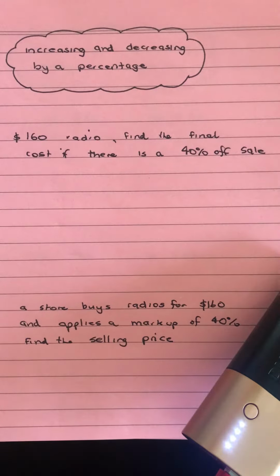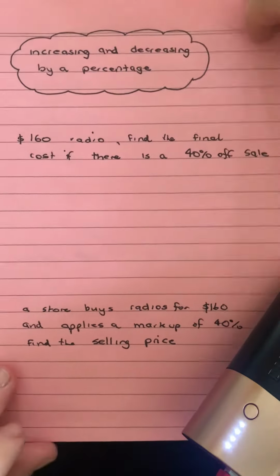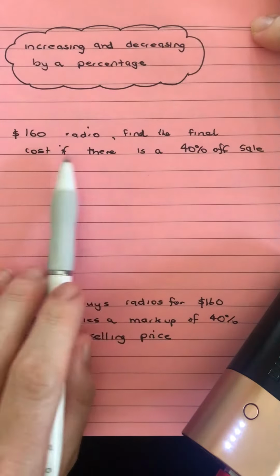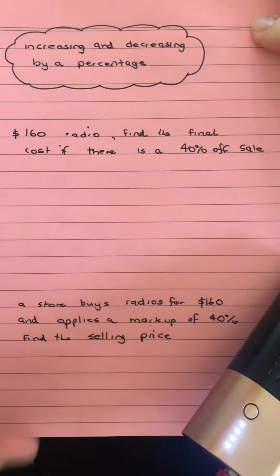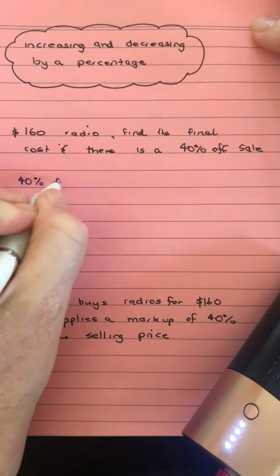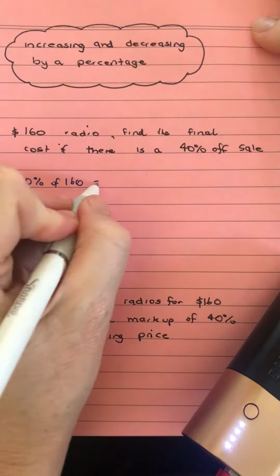Having a look at how to increase and decrease by a percentage. So here we've got $160 for a radio. We want to find the final cost if there's a 40% off sale. A couple of ways to do that. We could do 40% of 160 and then take it away.